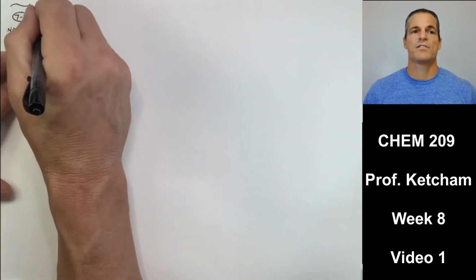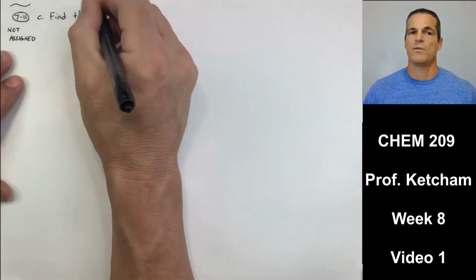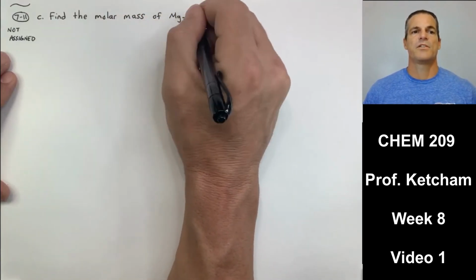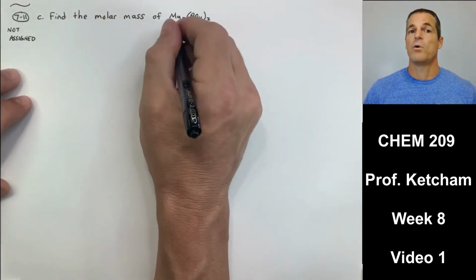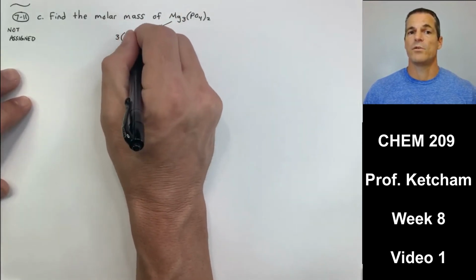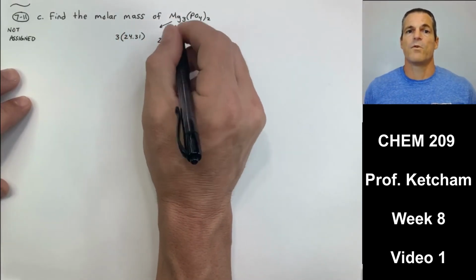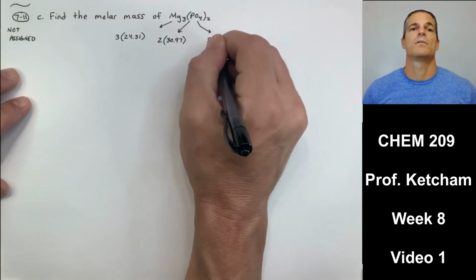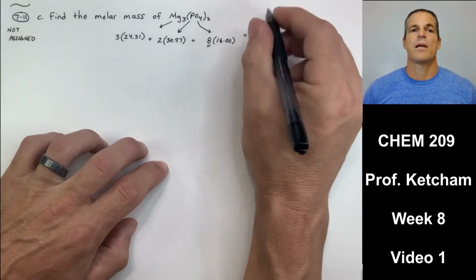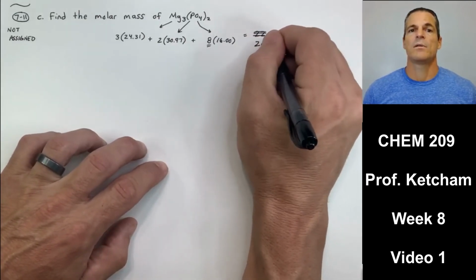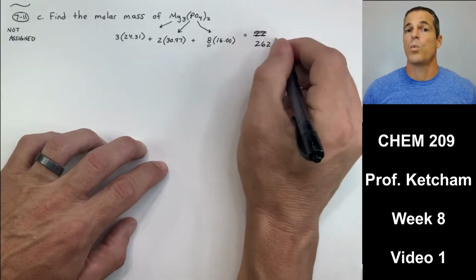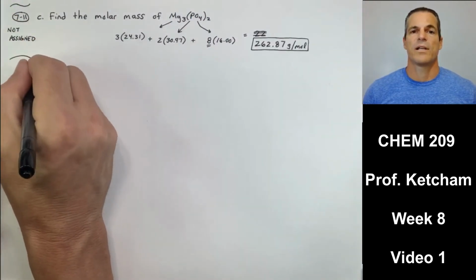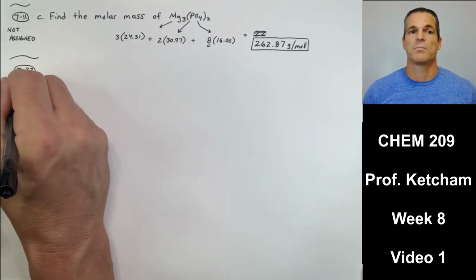Top of page 2, this is number 11 from chapter 7. It wasn't assigned, but it's very similar to the ones that were. So chapter 7, number 11C, find the molar mass of Mg3(PO4)2. Notice the parentheses around PO4 with the 2. That's going to give me 8 oxygens. Be very careful. So I add all this stuff up. I got those numbers from the periodic table, and Mg3(PO4)2 weighs 262.87 grams per mole. Again, I like to report my molar masses to the hundredths place.